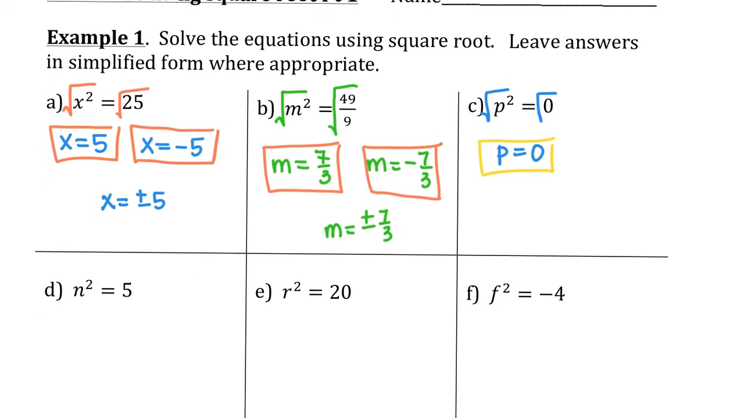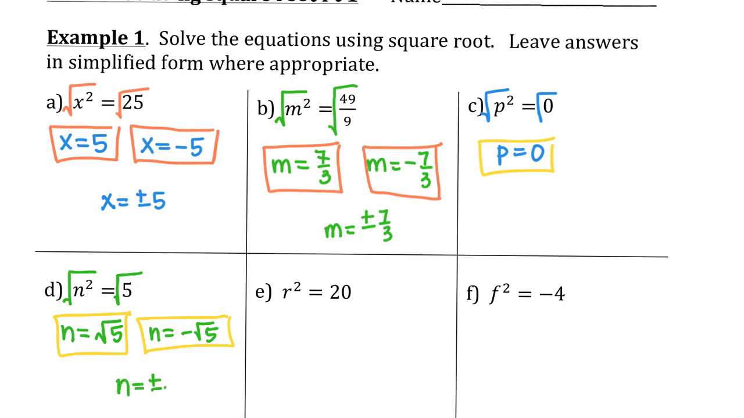Let me try the next one. n to the second is 5, so I'm going to square root both sides. The square root of 5, I don't know the square root of 5, it's irrational. So I'm going to get n is the square root of 5. Because this was n to the second, I could also get n is negative square root 5. So I get two answers, positive square root 5 and negative square root 5. Make sure the negative's on the outside. You also can write this as n is plus or minus square root 5, if you would prefer to write it that way.